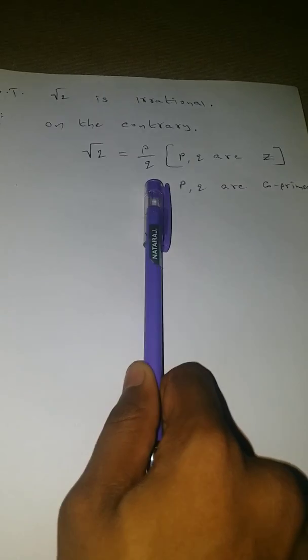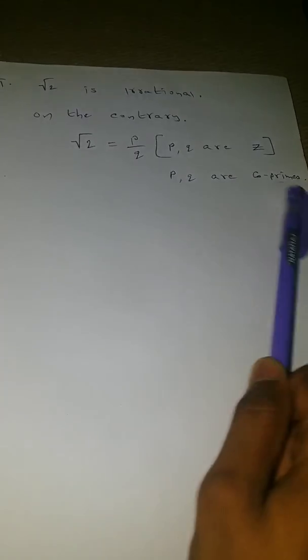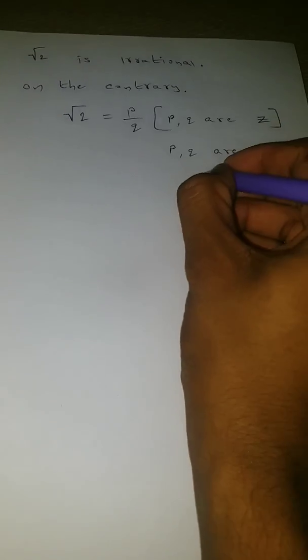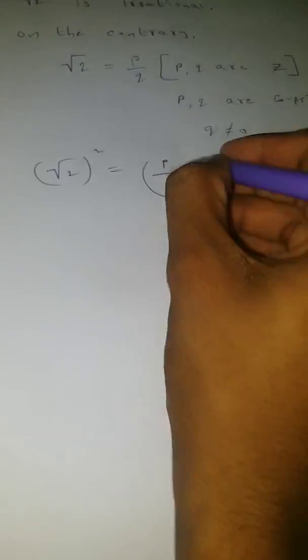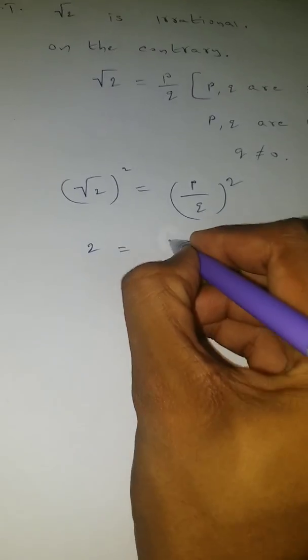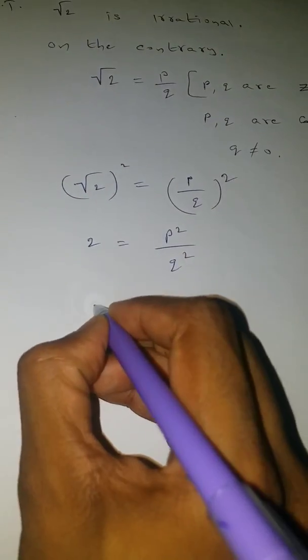So root 2 can be written as p by q, where p, q are integers and p, q are co-primes and q is not equal to 0. Now do squaring on both the sides. Root 2 whole square is equal to p by q whole square. What is the value of root 2 whole square? 2, which is equal to p square by q square. Take q square that side. 2 times q square is equal to p square.